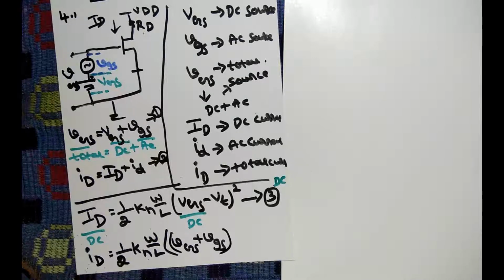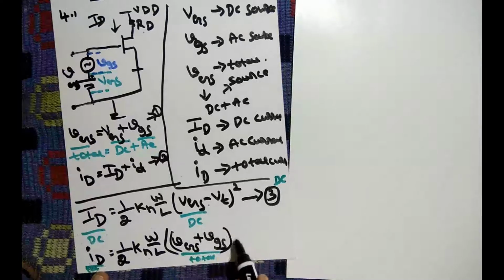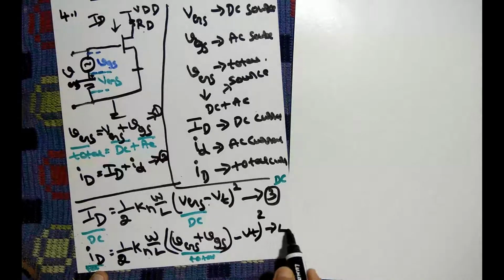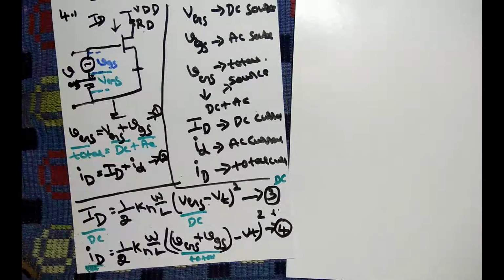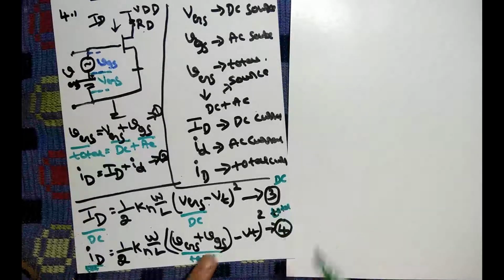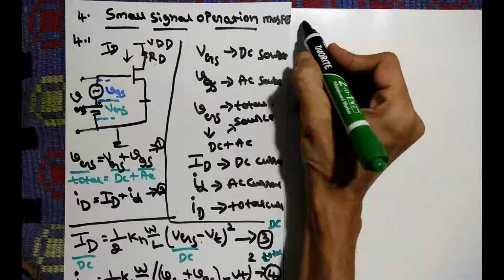Here this i_D is nothing but the total, and for that reason we are using this as the total voltage. Yes or no? Same way, after that we have this one minus VT, whole square. This equation we can call equation 4, and this is nothing but the total equation. So we have represented different equations. Now we can derive equation 4.